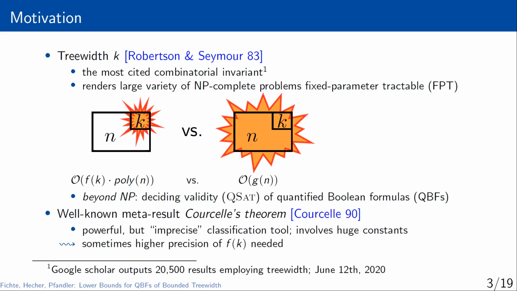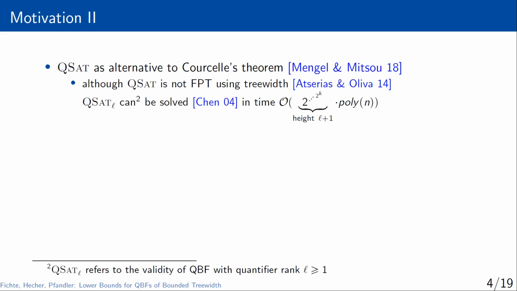One possibility to obtain such results is by using the well-known theorem by Courcelle. While this theorem can be used as a rather powerful classification tool, it might not serve well in defining the exact runtime depending on k. As an alternative, and to better capture the f of k part of these runtimes, using QSAT was proposed. While this problem QSAT, so deciding the validity of a quantified Boolean formula, is not FPT with respect to treewidth alone, there are certain FPT results.